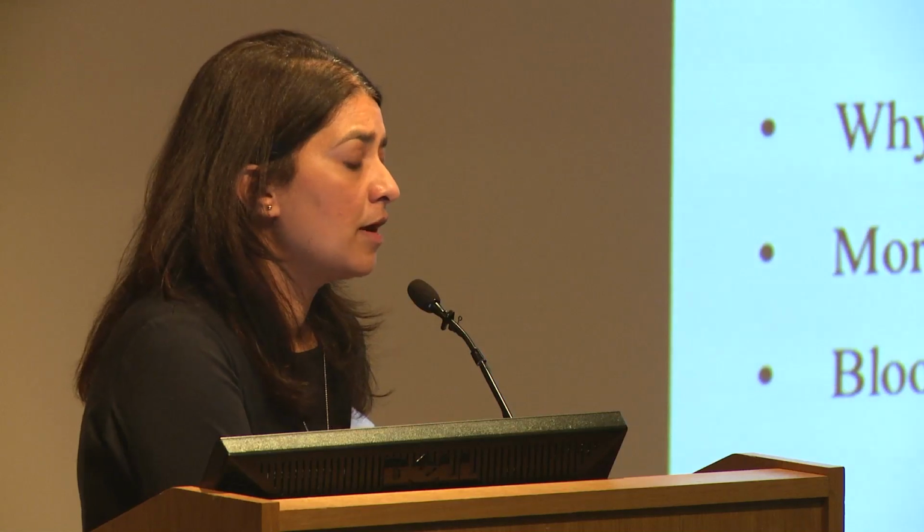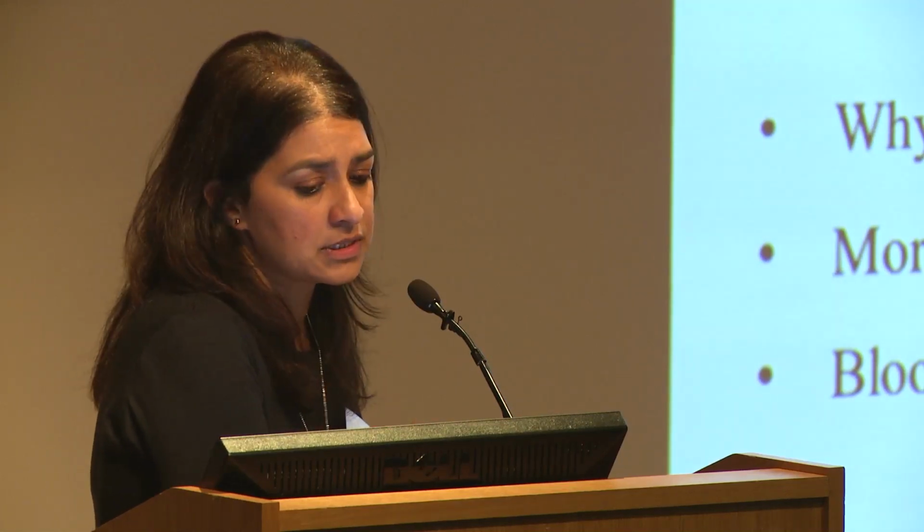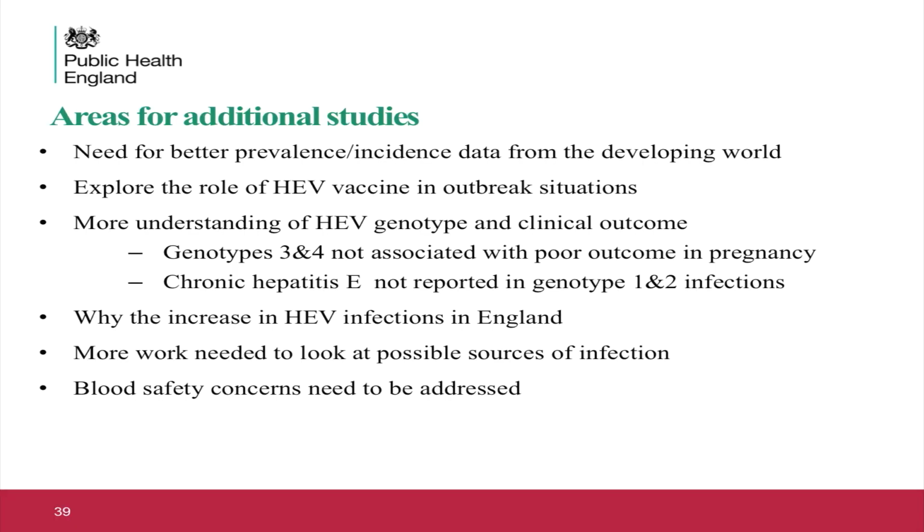I think what has been particularly important for us in terms of public health is the recognition of chronic hepatitis E and its management, and how it can lead to chronicity in the immunosuppressed. The risk of transmission through blood and blood products has also raised very important questions. But I think there are areas for additional studies, especially from the developing world. A lot more work is needed to get a better understanding of the prevalence and incidence data from these parts of the world. It certainly is lacking in the majority of these countries.